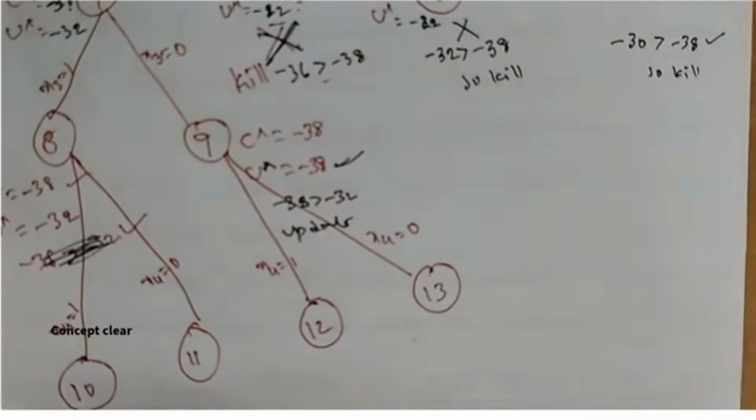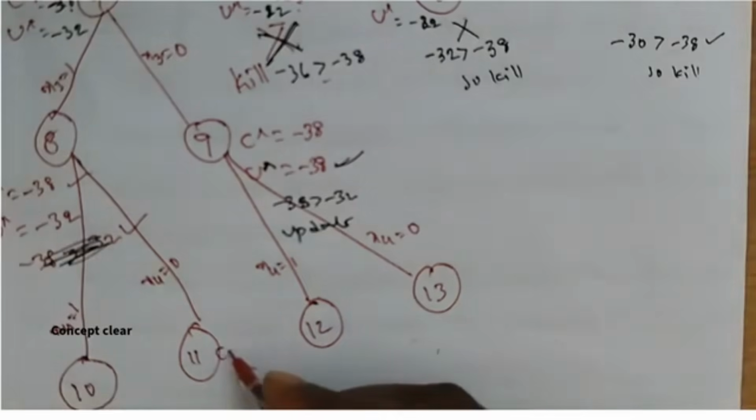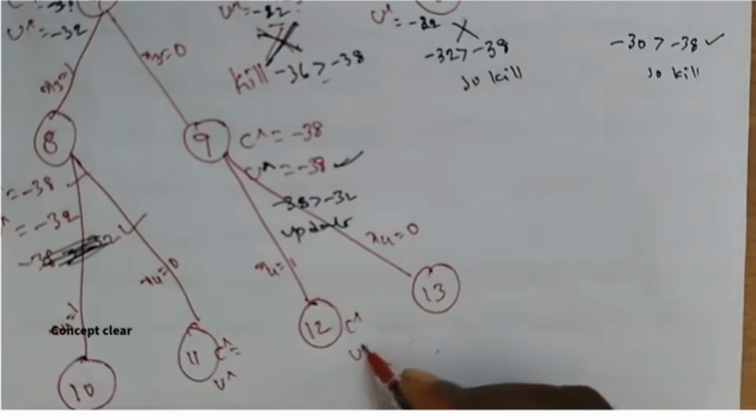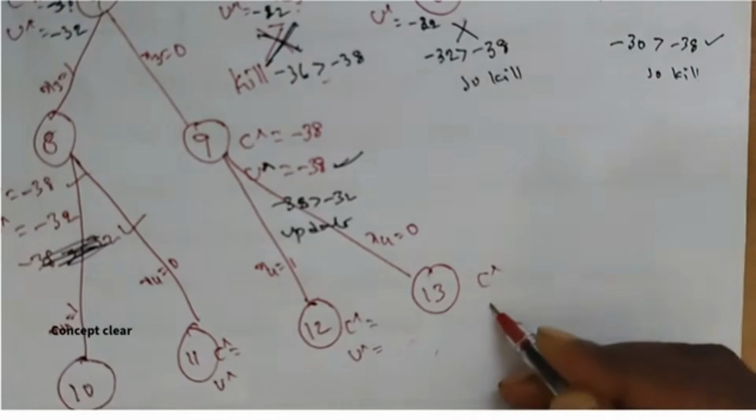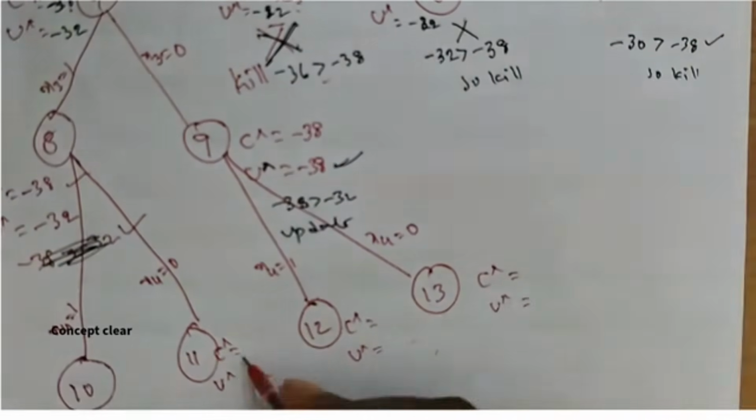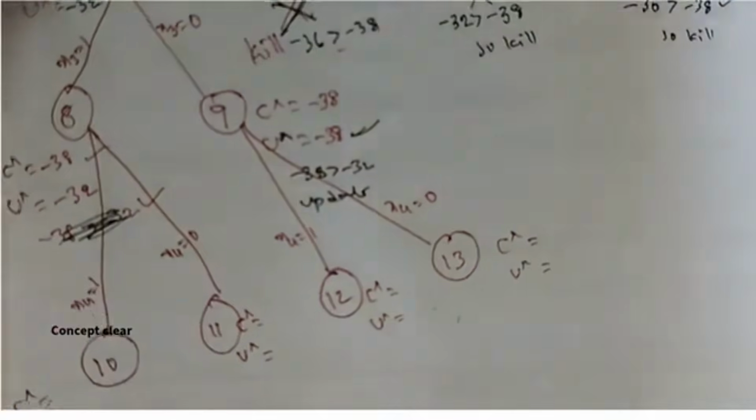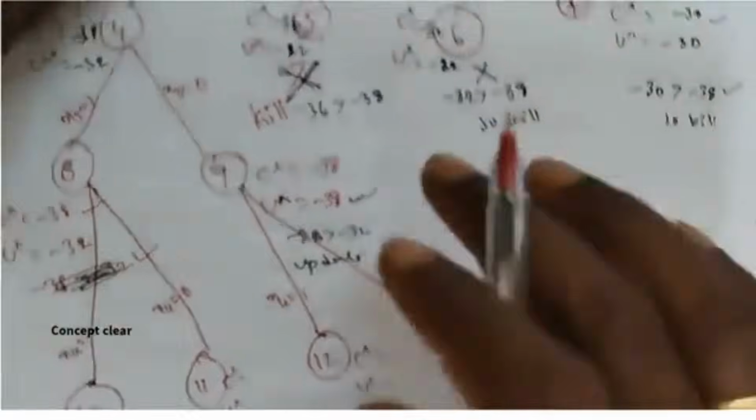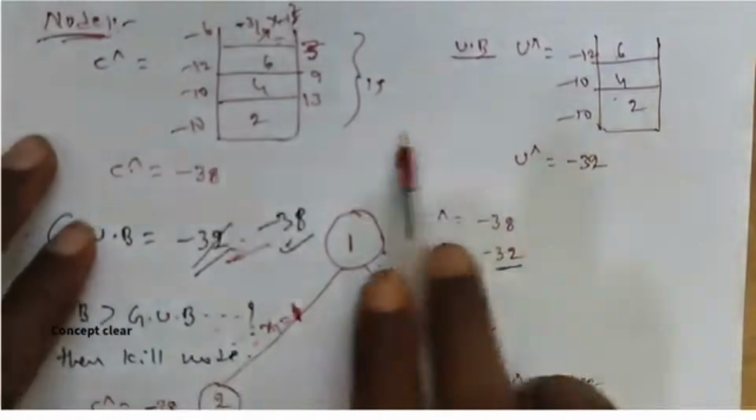Least bound value, upper bound value. Okay, we have to calculate these values. For time being, I am writing directly. Same procedure as the previous, like this. We have to calculate the values.